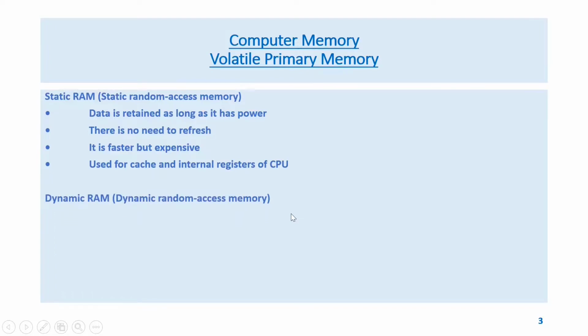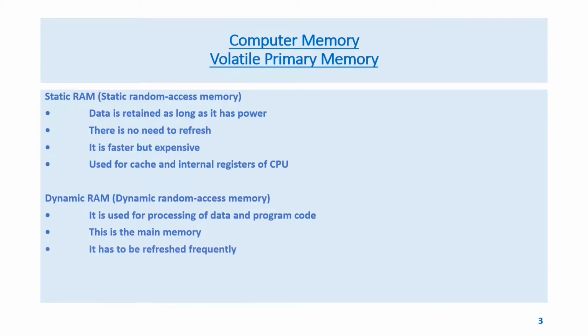Dynamic random access memory is used for processing of data and program code. This is the main memory. It has to be refreshed frequently, and it is less expensive than SRAM and slower than SRAM.